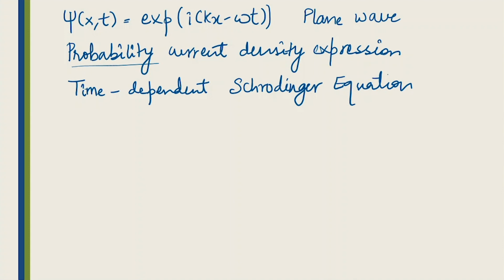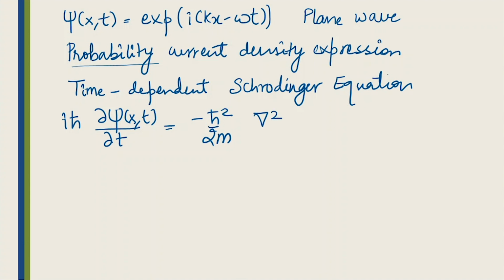Starting with the time dependent Schrodinger equation for this plane wave. The Schrodinger equation can be written as iota h cross del psi(x,t) by del t is equal to minus h cross squared by 2m del square psi(x,t) plus the potential operator V(x,t) psi(x,t). This is equation number 1.